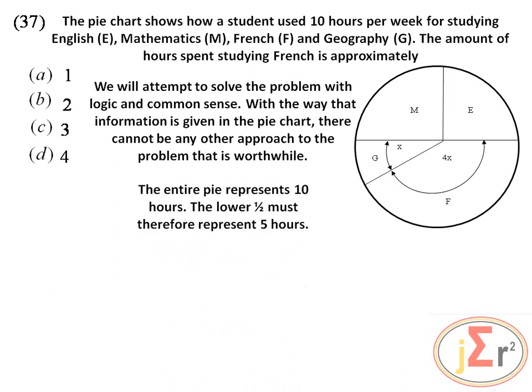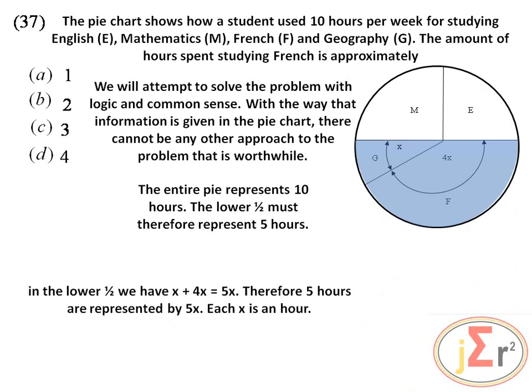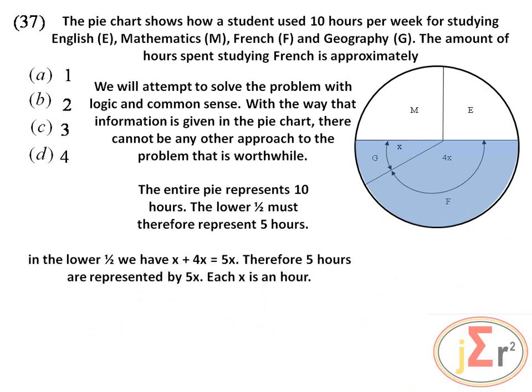The entire pie represents 10 hours. The lower half must therefore represent 5 hours. So the entire thing is 10 hours. Half of it must represent 5 hours. As we can see, those two are in the lower half. They are represented by 5 hours. In the lower half, we have x plus 4x, as we can see. x plus 4x is equal to 5x. Therefore, the lower half, which is 5 hours, is represented by 5x. Good, 5 hours, 5x. Each x is an hour.